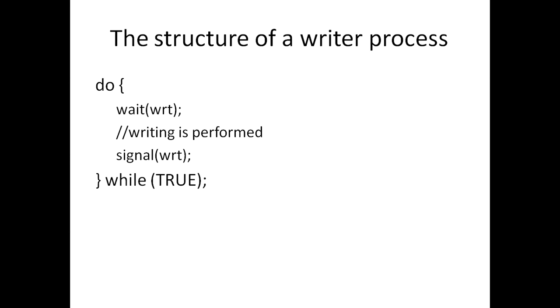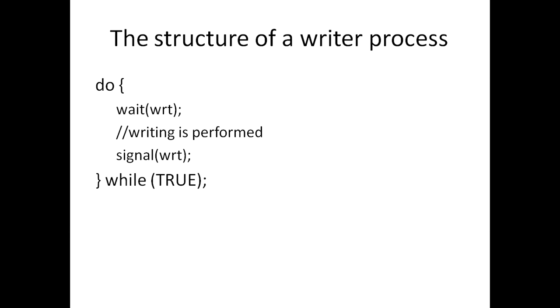Here is the structure of a writer process. First, wait: get exclusive access to the database by calling wait. Once you get permission to update the database, go on updating it. Once the update is over, you need to release the lock using signal, so that new readers can go for reading the database.